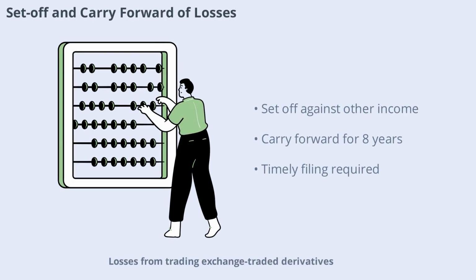Losses from trading exchange-traded derivatives, if treated as normal business losses, can be set off against income from other heads except salary. Unabsorbed losses can be carried forward for up to 8 assessment years and set off against future business income. However, to retain this right, the tax return must be filed on or before the due date. Late filing results in the loss of carry-forward benefits.